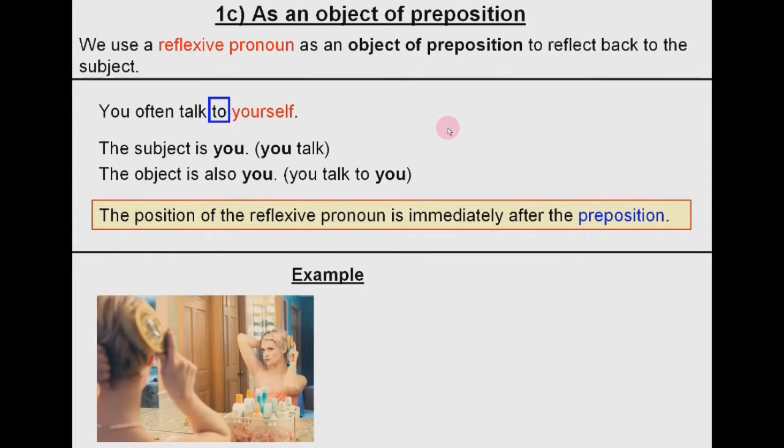Example. Jane is looking at herself in the mirror. Okay, so Jane is singular, it's the subject, so it is the third person singular female, herself, and it comes directly after the preposition at.